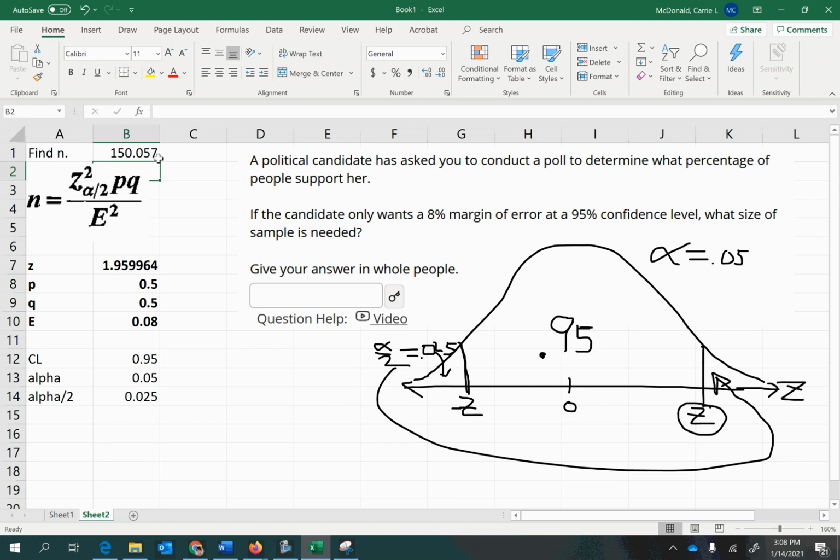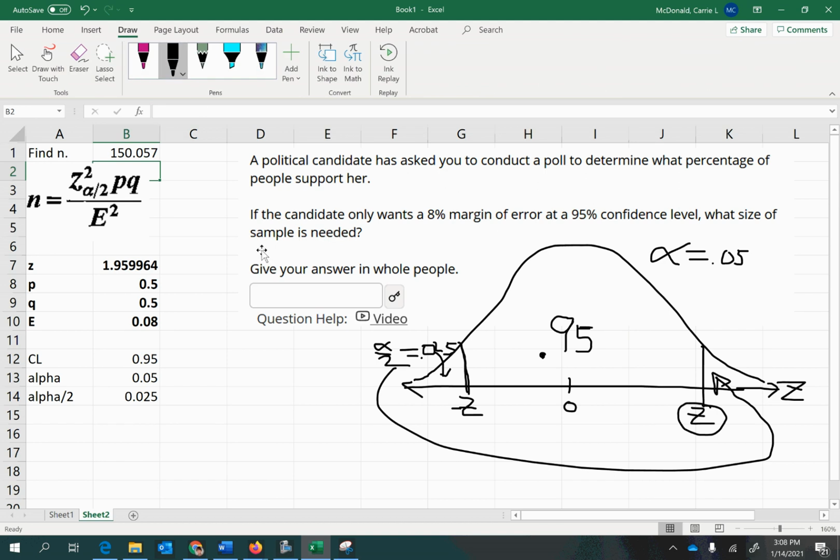150.057 people. Well, obviously, you can't survey 0.057 of a person. So rather than only surveying 150 and not having enough, we're going to go ahead and survey 151 people. So that is the final answer, 151.